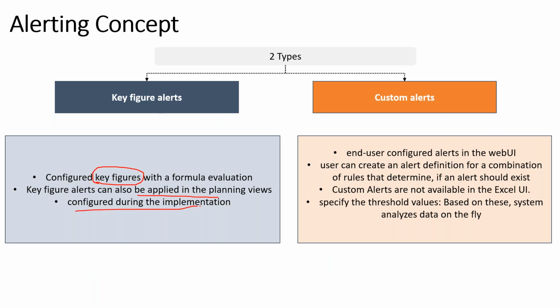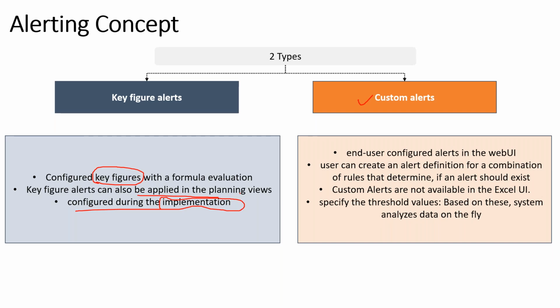So we just saw the key figure alerts. They are configured during the implementation of the project. Whereas the custom alerts, our focus for today, are part of the control tower module. These are end-user-configured alerts in the web UI. On the fly, a user can go and create an alert on the existing key figures.